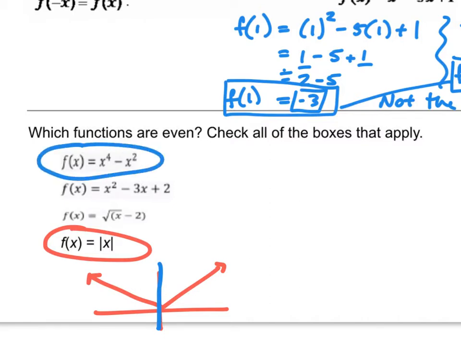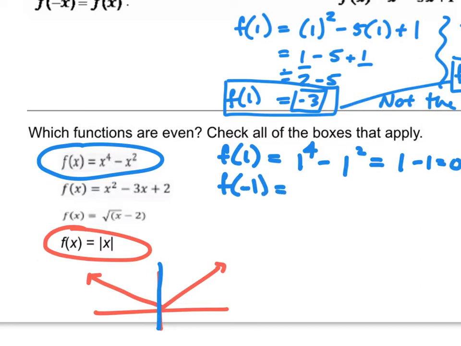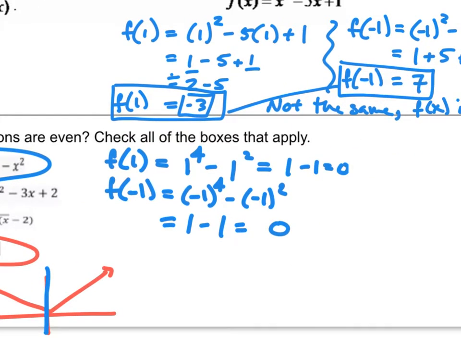The reason why is because on that one, what's f of 1? Let's plug in 1. That's going to give me 1 to the 4th minus 1 squared. 1 to the 4th is 1, minus 1 squared is 1, which just gives me a value of 0. If I plug in, say, negative 1 into that function, I'm going to get negative 1 to the 4th minus negative 1 squared. Negative 1 to the 4th is just positive 1, minus negative 1 squared is also positive 1, so 1 minus 1 gives me 0. So these are the same. You get the same y value of 0.